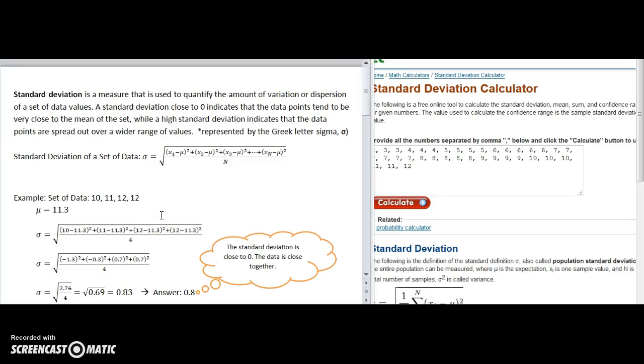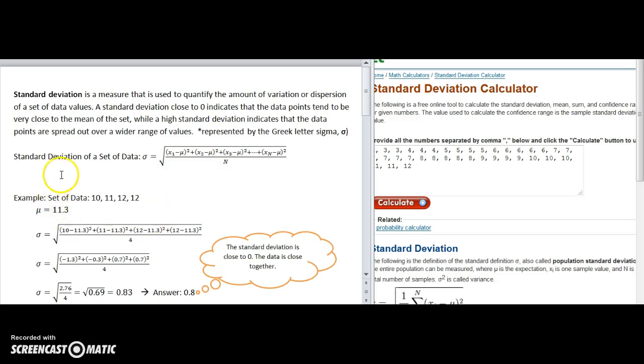Standard deviation is a measure that is used to quantify the amount of variation or dispersion of a set of data values. A standard deviation close to zero indicates that the data points tend to be very close to the mean of the set, while a high standard deviation indicates that the data points are spread out over a wider range of values. The representation for standard deviation is the Greek letter sigma.